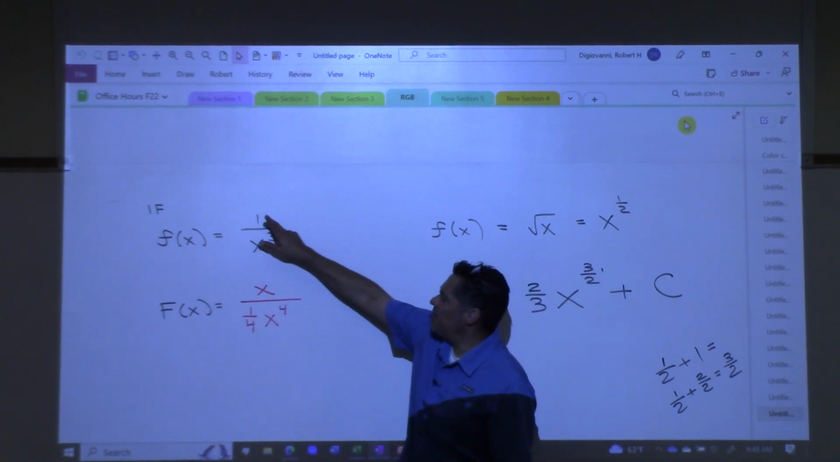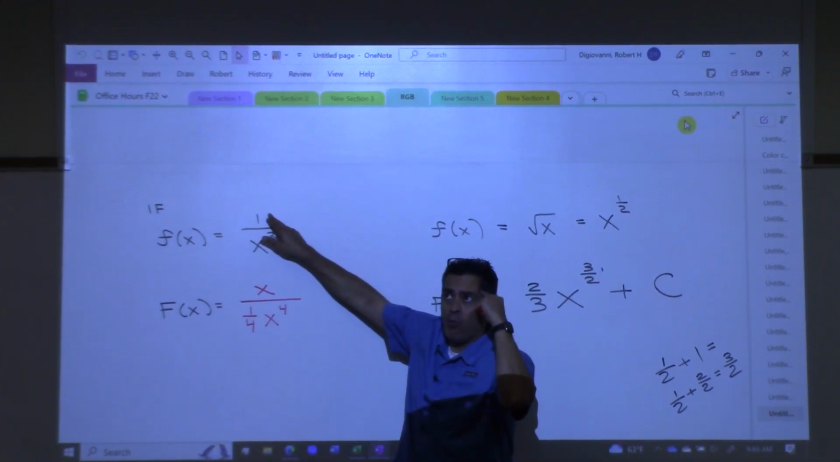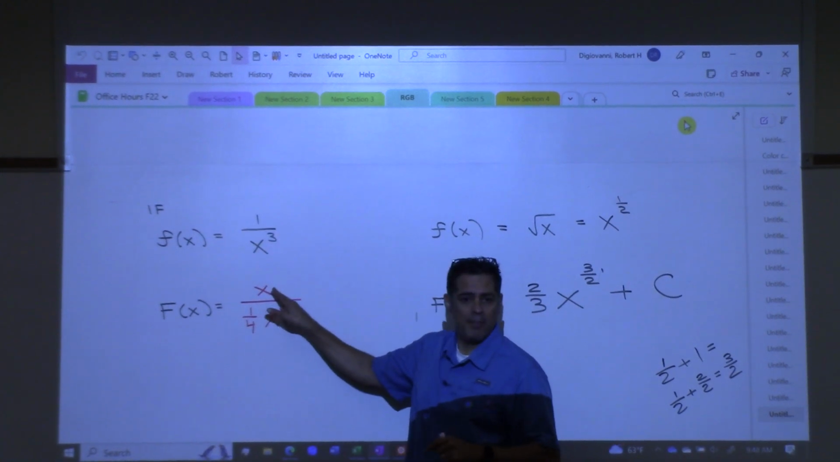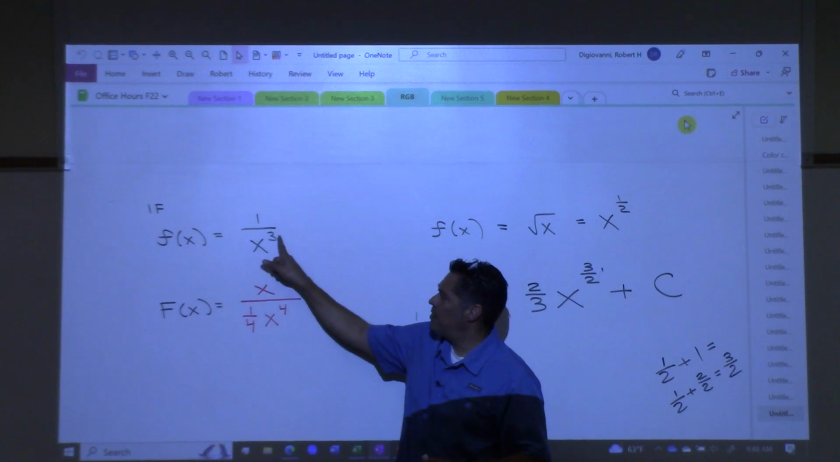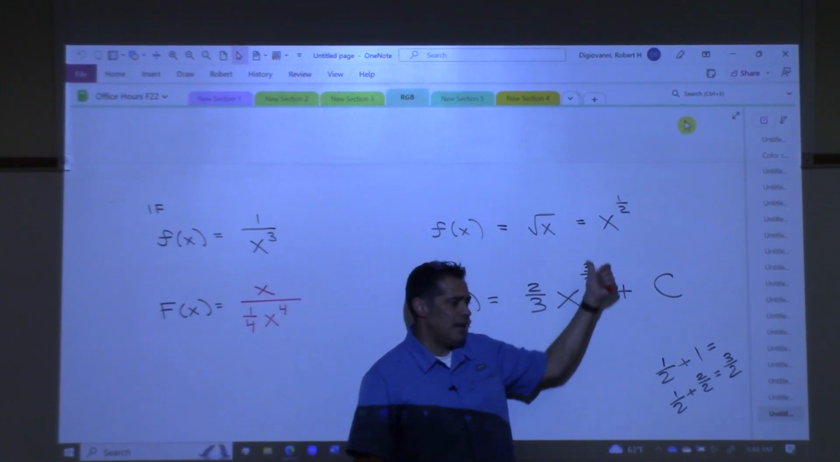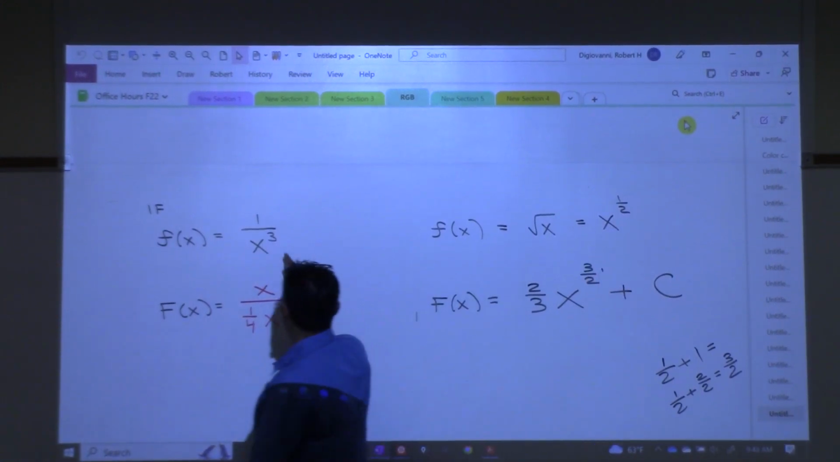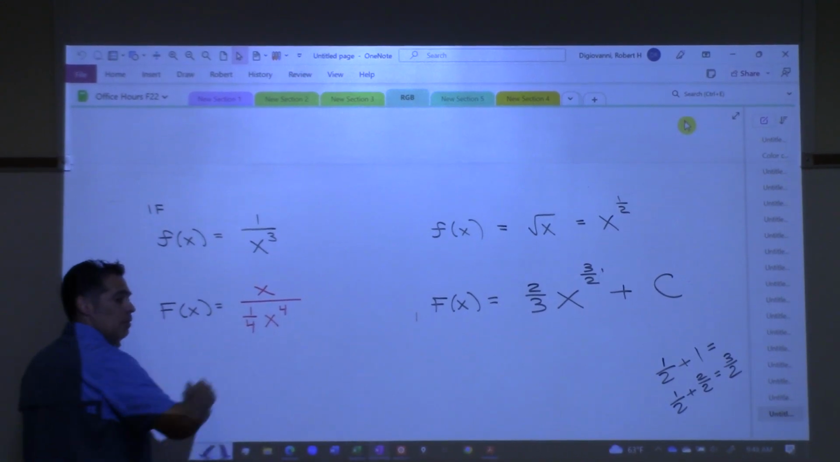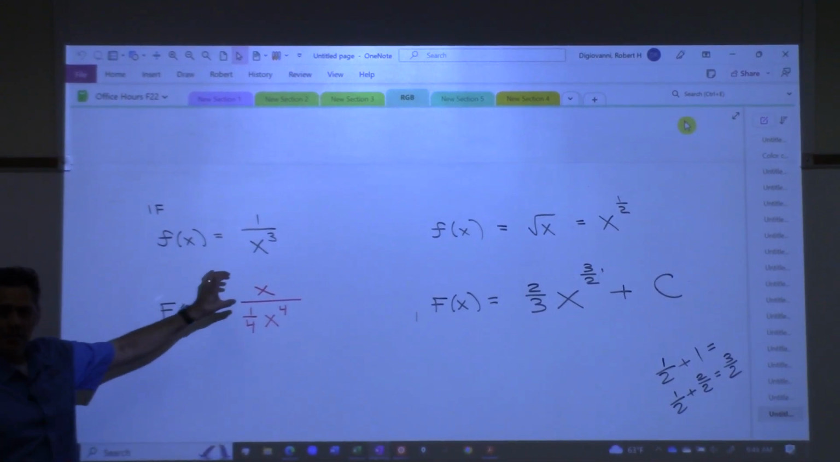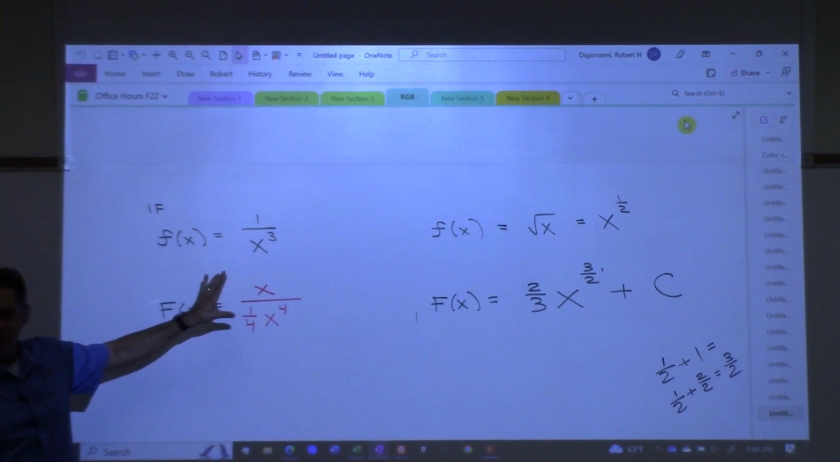I found the antiderivative of 1 first. So I said, what do I take derivative of to get 1? X, right? So I put that on top. And then on the bottom, I said, well, okay, what do I take derivative of to get that? And I played that same game that we were playing here, right? It was 3rd power, so I added 1, and then I needed to kill off that 4, so I put a 1/4. Do y'all understand what I did? Do you think it's right?